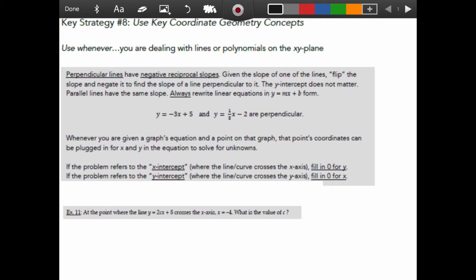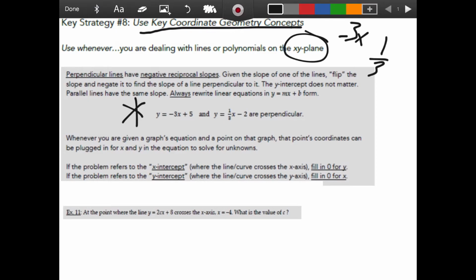Now, the next strategy is using key coordinate geometry concepts. We want to use this whenever we're dealing with lines or polynomials on the XY plane. We did an example a few weeks back with finding the line that's perpendicular. Remember, it's the negative reciprocal. So if we have this negative 3x, we put this 3 over 1, or 1 over that 3, basically putting it to the negative 1 power, and then we flip the sign. So this negative 3x slope is perpendicular with the 1/3 x slope.